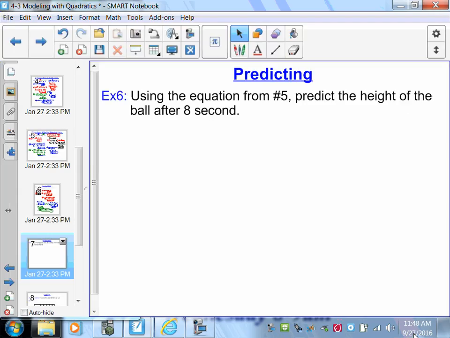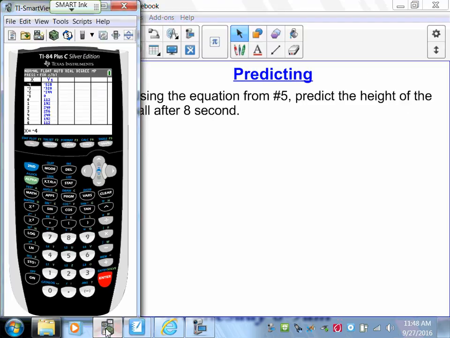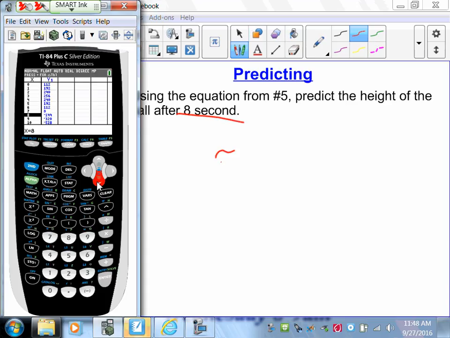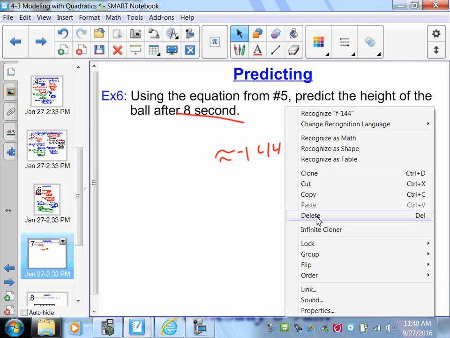Sorry, not 8 seconds. So, look at the table. Right? You're looking for 8 in the second side. Or how about this? Maybe it's falling into the ocean. If you look at 8, it'd be negative 144. Right? So after 8 seconds, it's negative 144. Well, it is 144, isn't it? It's not even about. It's negative 144.